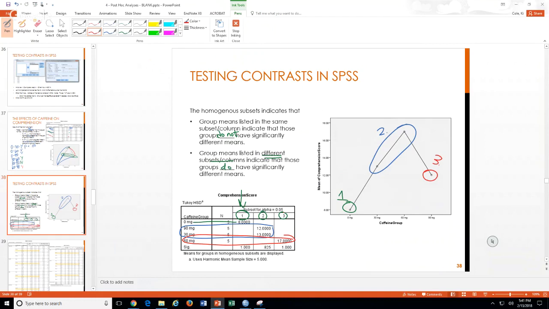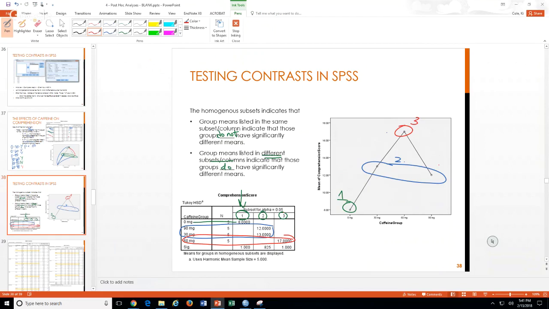Oh, it says 30 and 90 are the same subset. Ah, thank you, thank you, thank you. So number 2 was 30 and 90. Thank you. And this one is subgroup 3. I greatly appreciate that correction.